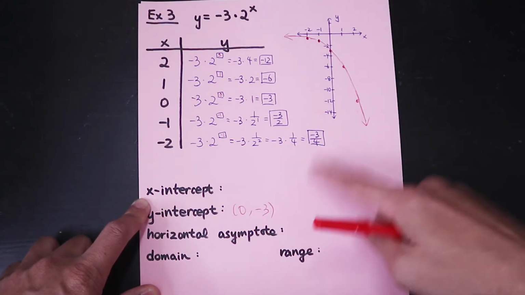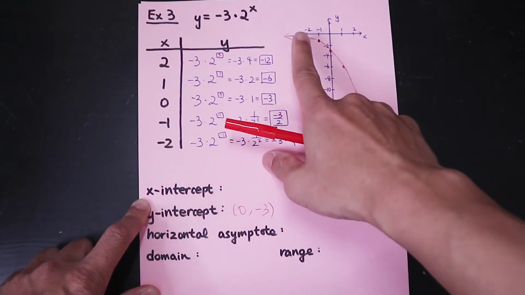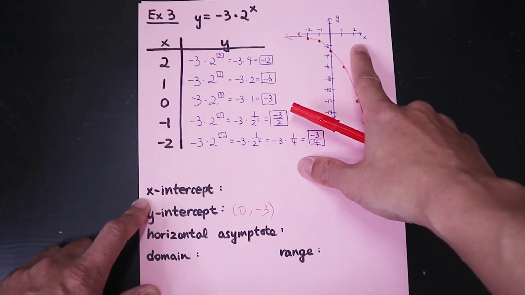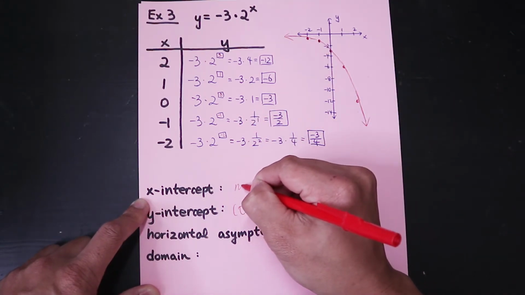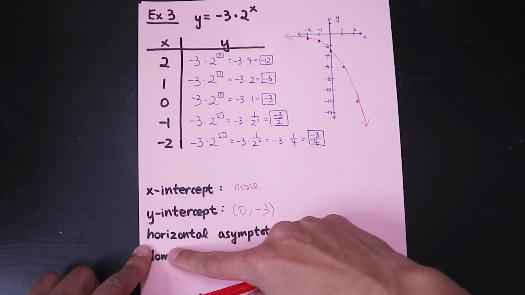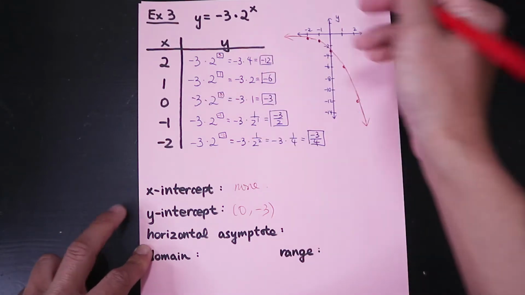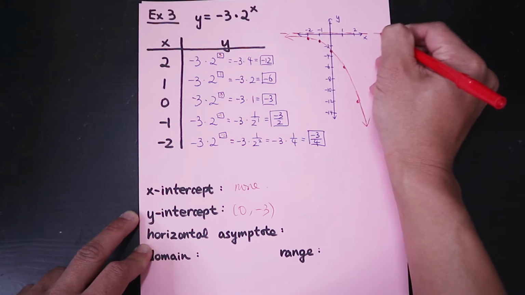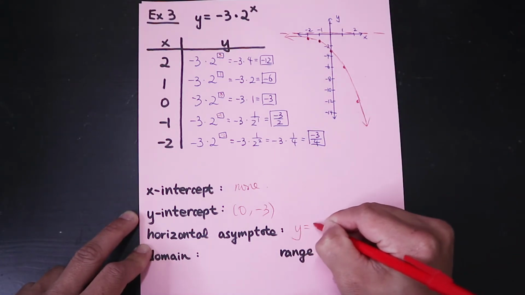Well, let's fill in these blanks. So for the x-intercept, I want to see, is this graph touching the x-axis? Well, generally never. Actually, it's never. So it's actually none here. We already answered the y-intercept, so let's skip that. For the horizontal asymptote, again, it gets very close to the x-axis, but never touches the x-axis. So we're going to say y equals 0.